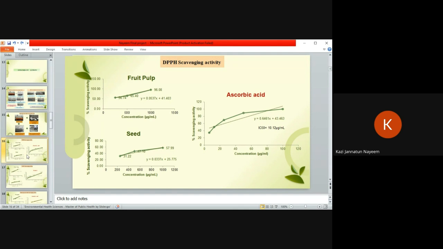In the DPPH scavenging activity, I measured against the standard of ascorbic acid. Here the graphical presentation is mentioned, for food pulp and seeds. In the DPPH scavenging activity, the extract showed concentration dependent antioxidant activity. The highest percent of scavenging activity was found at a concentration of 1000 microgram per ml. The extract of the food pulp and seeds showed moderate antioxidant activity compared to the standard curve.